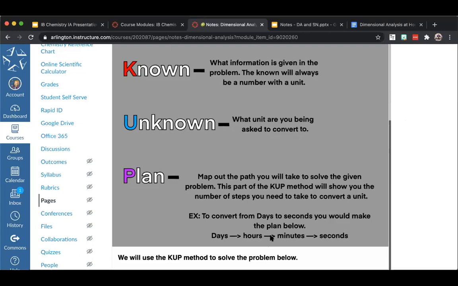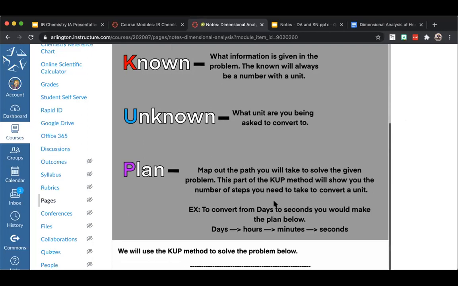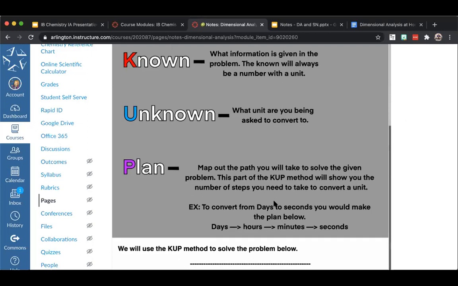But here's an example of one that would be multiple steps because it depends on your conversion factors. To figure out your plan, always look at your conversion factors. If there's a conversion factor that has the units of your known and the units of your unknown in it, then that's really easy. Your plan's going to be one step because you can go straight from one to the other. If there's not a conversion factor that has the units of your known and the units of your unknown, then look at how you can connect them.